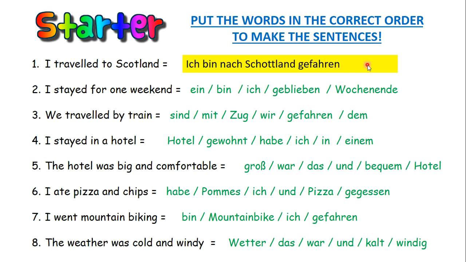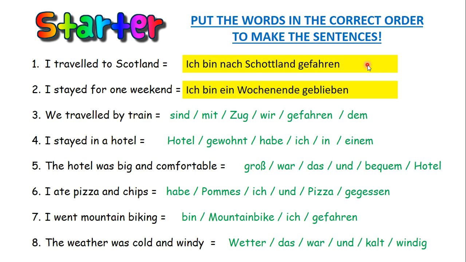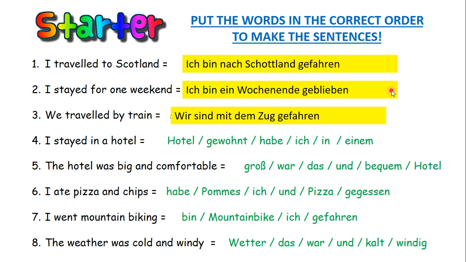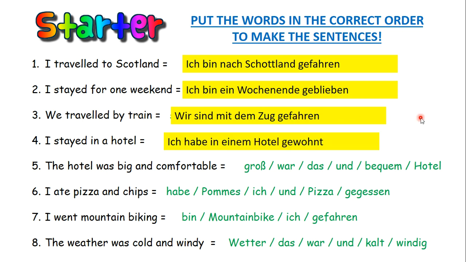I stayed for 1 week. Ich bin ein Wochenende geblieben. Again, you've got your pronoun, helping verb, extra information, past participle. We travelled by train. Wir sind mit dem Zug gefahren. Pronoun, helping verb, extra information, past participle. I stayed in a hotel. Ich habe in einem Hotel gewohnt.